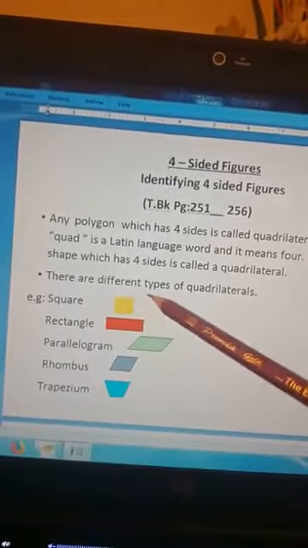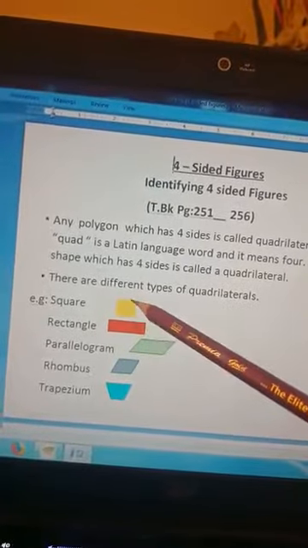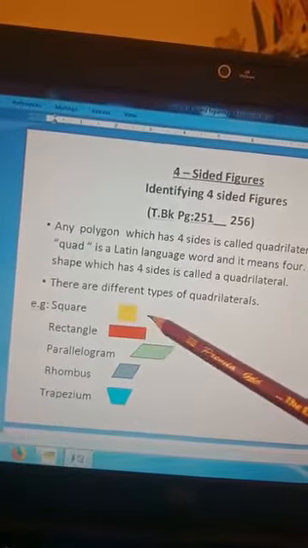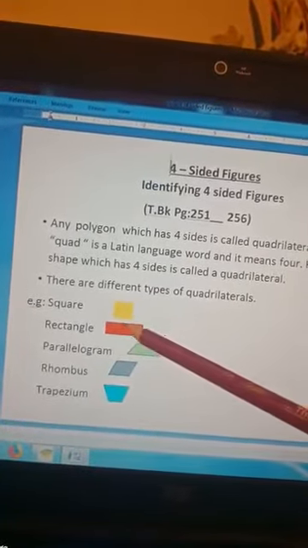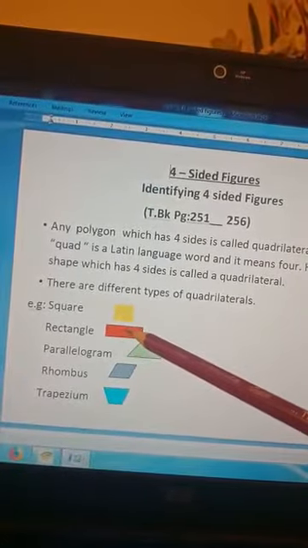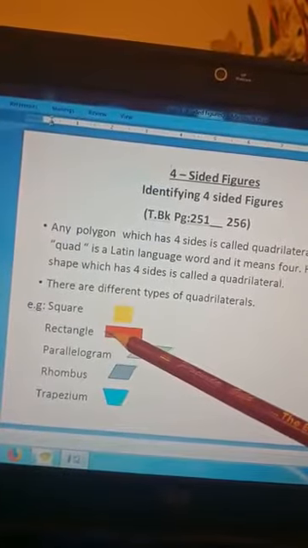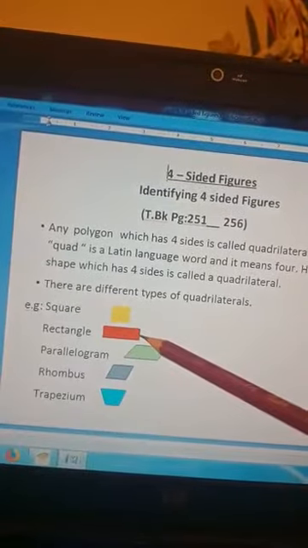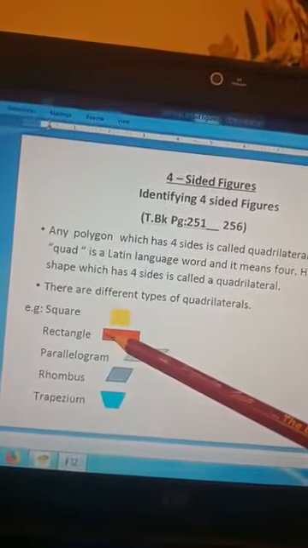If you check the square, it has all four sides equal in length and opposite sides are parallel. Like these two sides are parallel and these two sides are parallel. If you see a rectangle, then a rectangle also has four sides, and its opposite sides, these two sides are equal in length and these two sides are equal in length, and this side is parallel to this side and this side will be considered parallel to its opposite side.